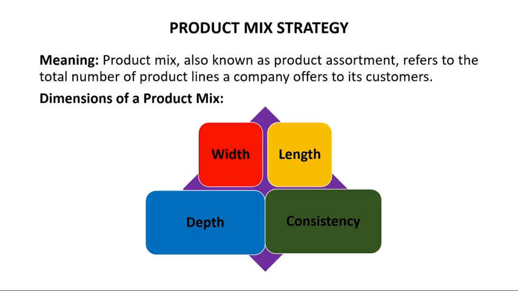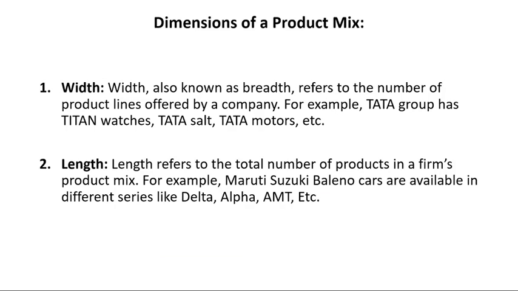So let us see the dimensions of a product mix. There are 4 dimensions, that is on the basis of width, length, depth, and consistency. Let us see further. So what does width give you? The meaning of width: width, also known as breadth, refers to the number of product lines offered by a company. As I told you, for example, Tata Group has Titan watches, Tata Salt, Tata Motors, etc. So this is called width. Next is length.